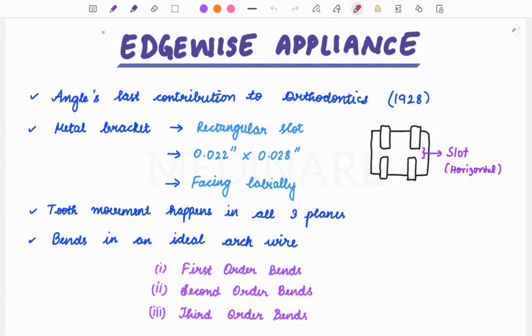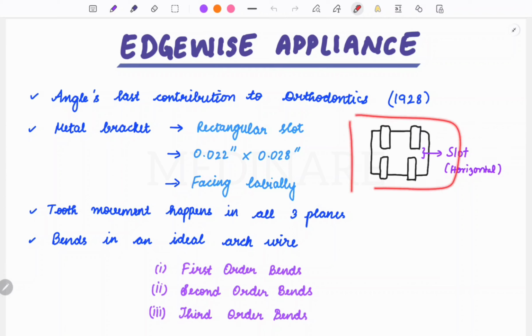But before getting into that, we need to know about the Edgewise appliance. What is the Edgewise appliance? The Edgewise appliance is a fixed orthodontic appliance and it was Edward Angle's last contribution to orthodontics. It was done in the year 1928. Angle devised this metal bracket which had a rectangular slot of dimension 0.22 inches by 0.28 inches which faces labially.